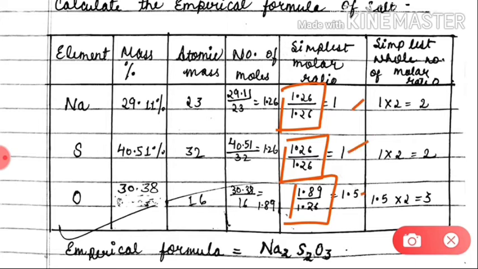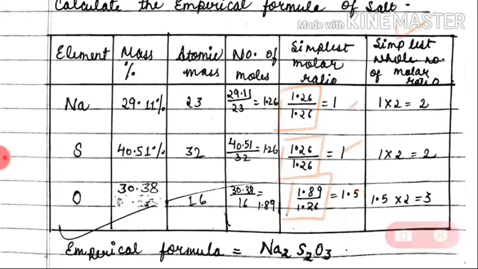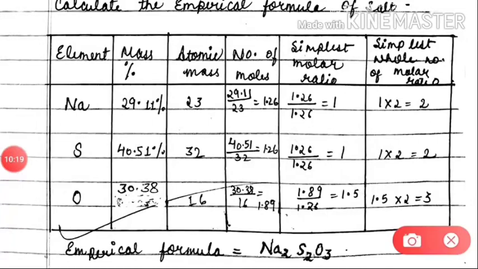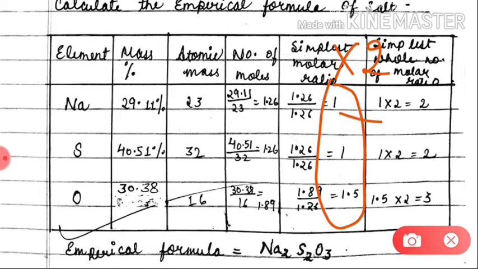So just now I told you, we don't write anything in the decimal, we just convert into the whole number. तो नेक्स्ट आवर कॉलम इज सिंपलेस्ट होल नंबर मोलर रेशियो. तो हम क्या करेंगे? इन तीनों को वी मल्टीप्लाई विद द सेम नंबर. जैसे मल्टीप्लाई विथ 2, तो 1 कन्वर्ट्स इंटू 2, 1 कन्वर्ट्स इंटू 2, 1.5 कन्वर्ट्स इंटू 3.